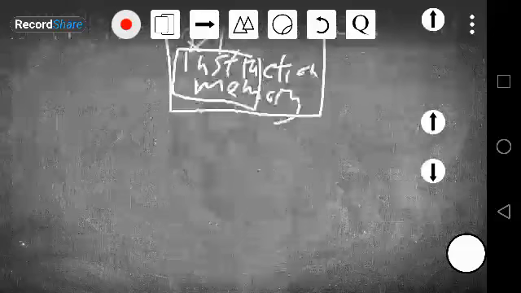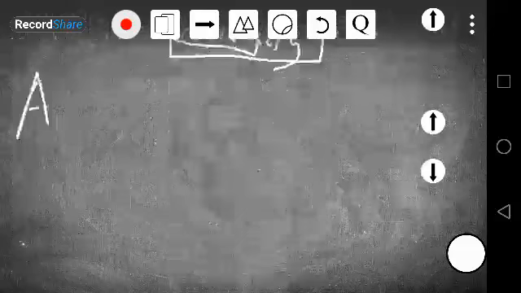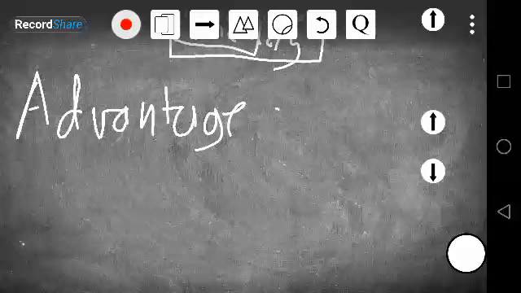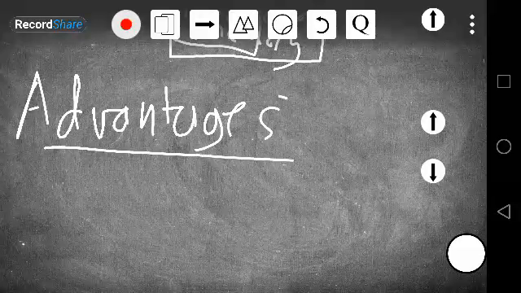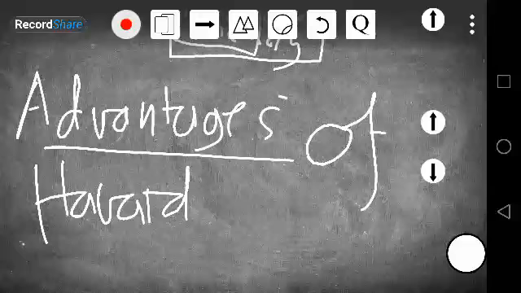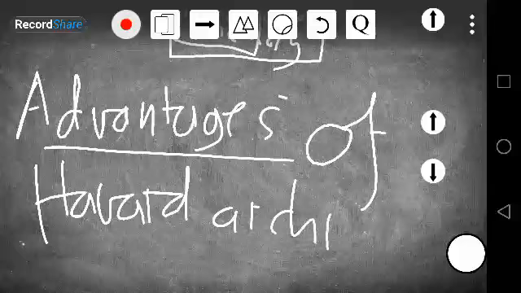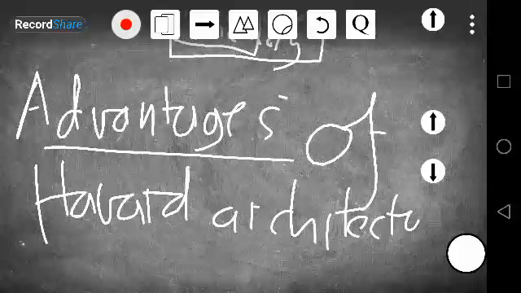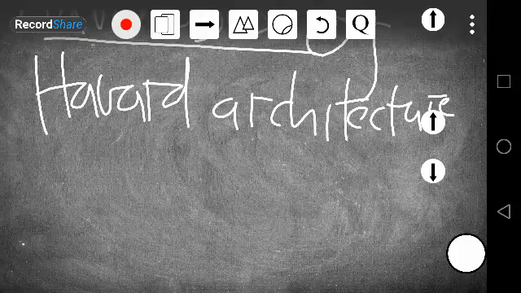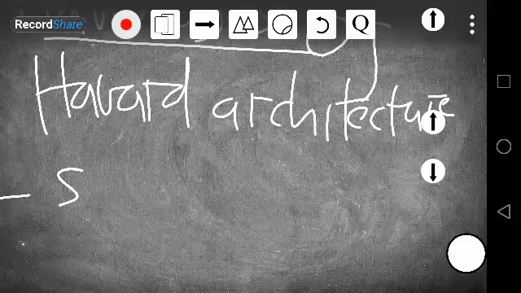Now let us look at the advantages. We need to look at the advantages or the advantage of the Harvard architecture. Now, the first one, or the major one, is the speed.